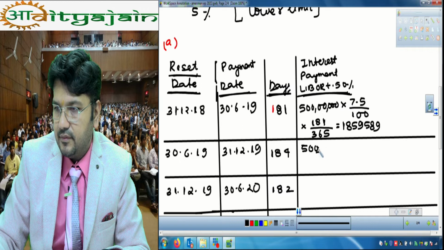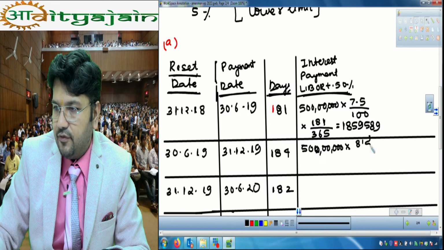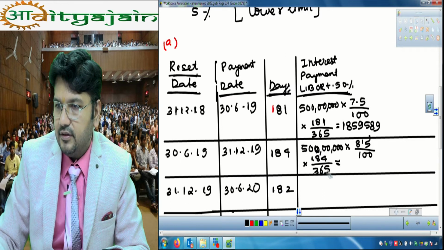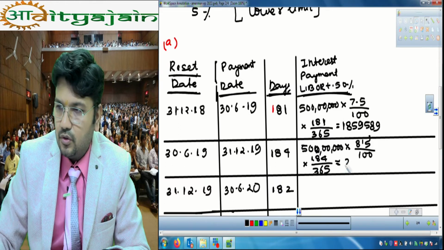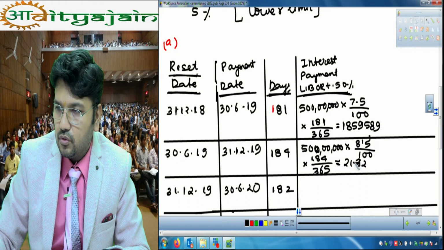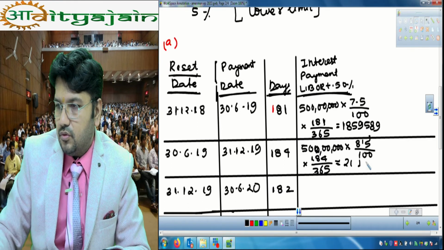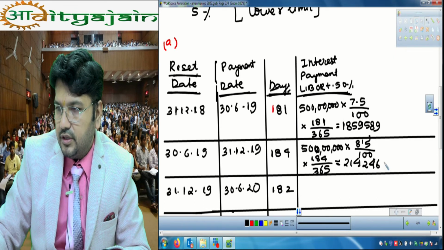500 into 8.5% into 184 upon 365. In leap year it will be 366. 2142466.